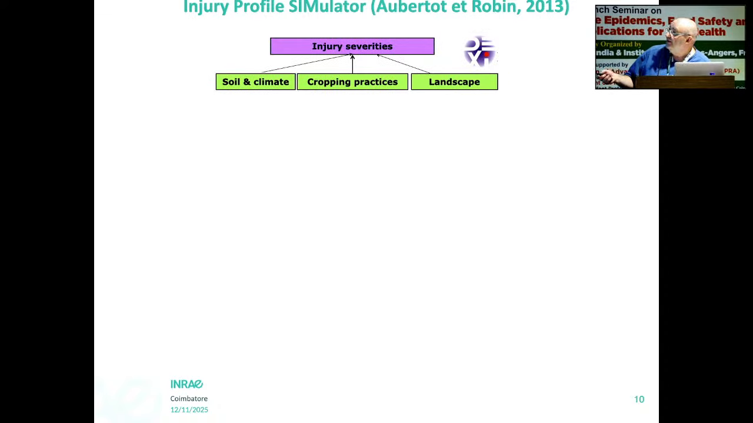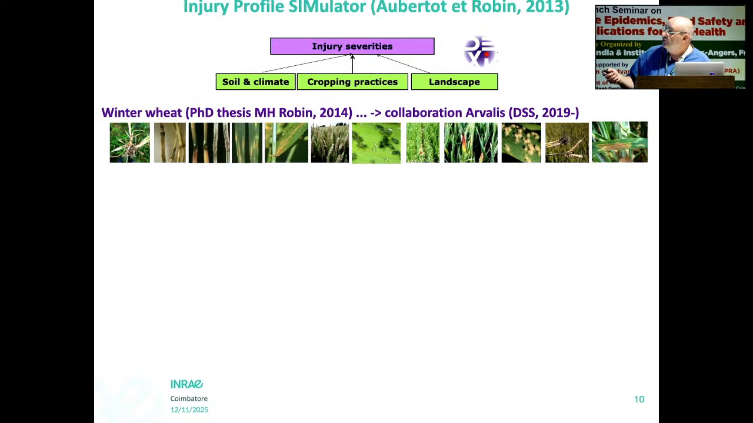So what we are doing is called the injury profile simulator, because we wanted not only to address one pest, but to be able to model all types of diseases, animal pests and weeds. The basic idea is that the vector of injury profiles, injury severities, only depends on three components: soil and weather characteristics, the cropping practices, and the landscape.